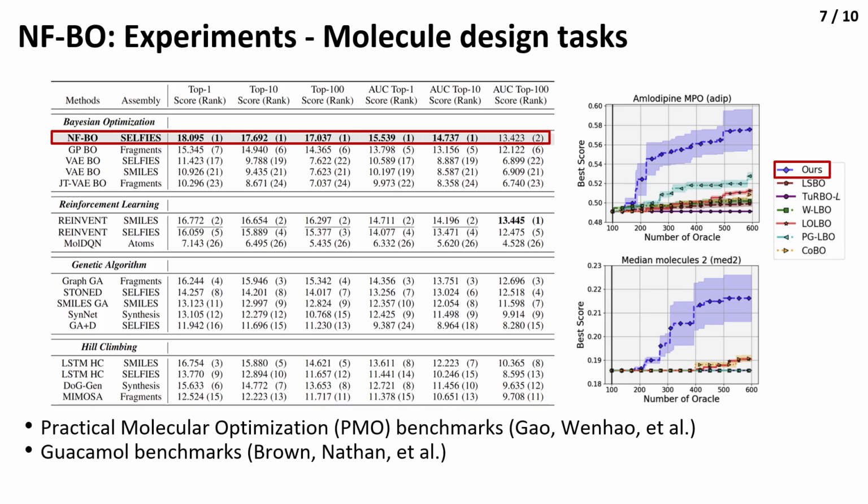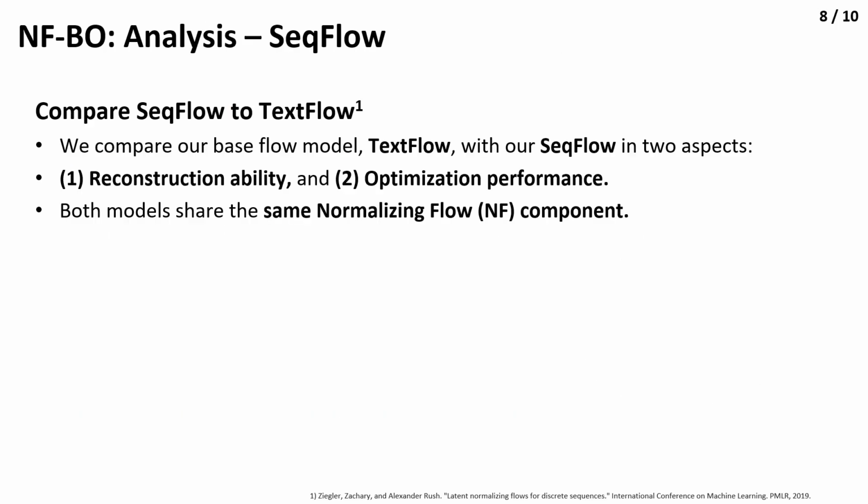We conducted experiments on 2 molecular design benchmarks. The table on the left shows the results from the practical molecular optimization, and the right side shows the results from the GuacaMol benchmarks. The number in the table represents the sum of the scores across 23 tasks and the rank of this. As seen in both the table and the figure, our NFBO outperforms various existing methods, showing its strong optimization performance.